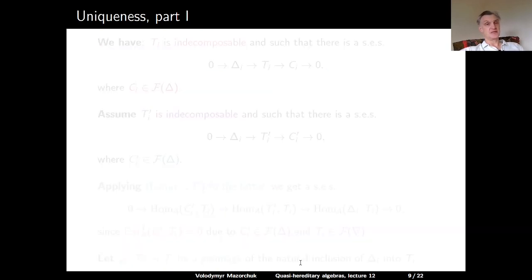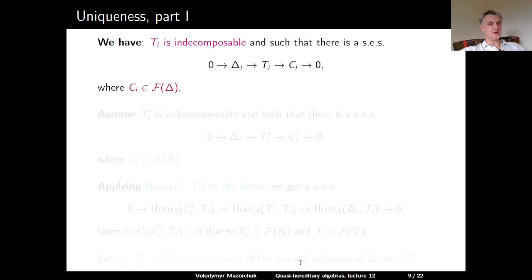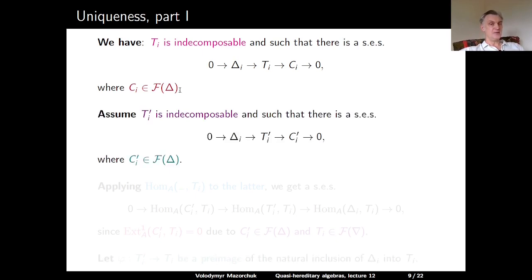Now let us prove that such a module is unique. So we know that Ti is indecomposable, and we know that there is a short exact sequence where delta I embeds into Ti, and the cokernel has a delta filtration. Assume that Ti prime is an indecomposable module with a similar property. So there is a short exact sequence where delta I embeds into Ti prime, and the cokernel Ci prime has a delta filtration.